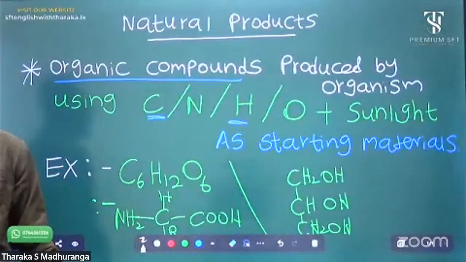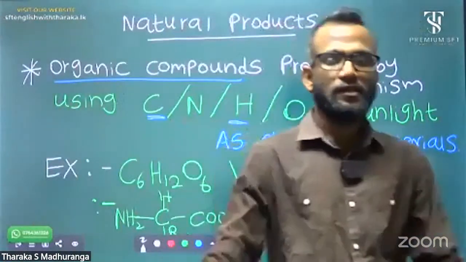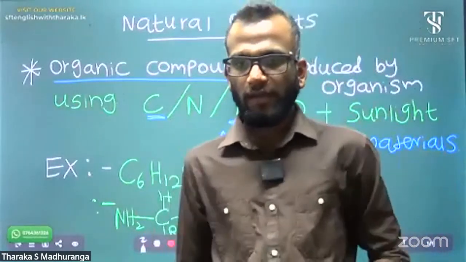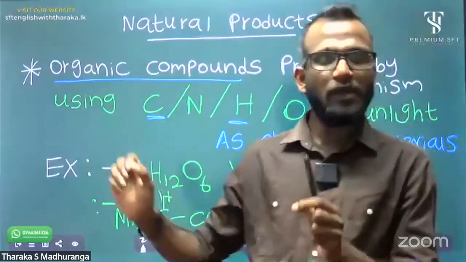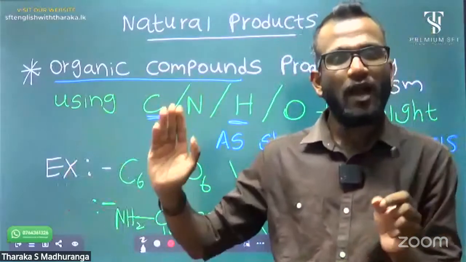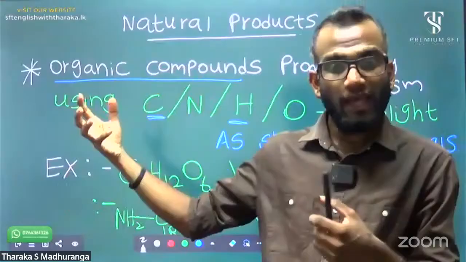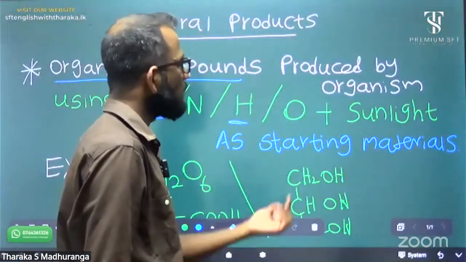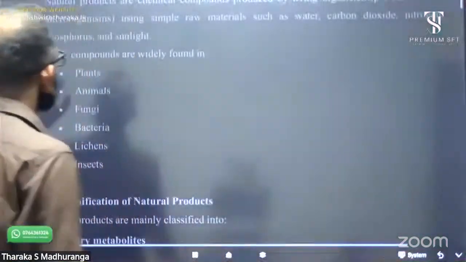What is the definition of natural products? It is a chemical organic compound produced by an organism using carbon, hydrogen, nitrogen, oxygen plus sunlight as starting materials. This is the definition of natural products.